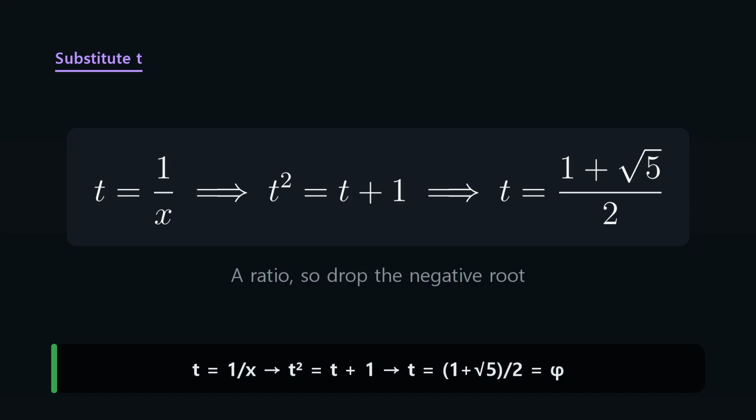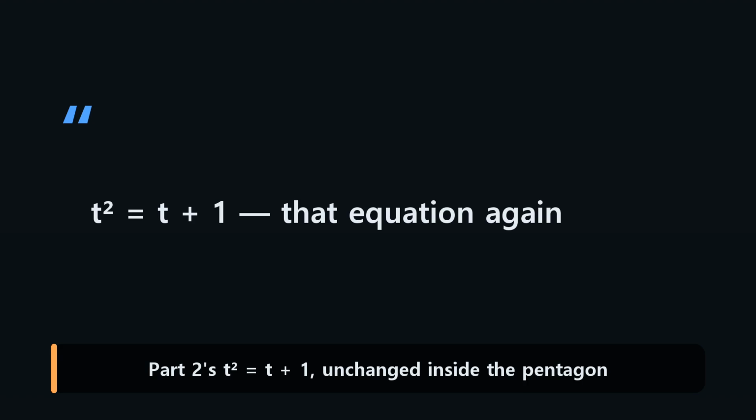Divide both sides by x squared and set t equal to 1 over x. Then t squared is t plus 1. The very equation we met in part 2 has popped out again, this time from inside the regular pentagon.